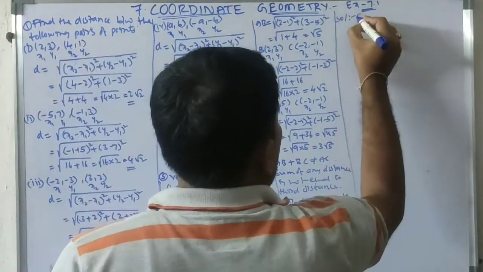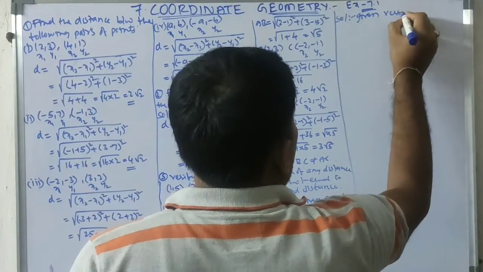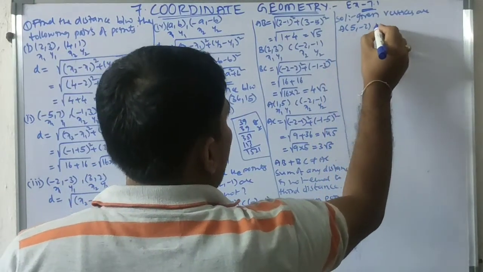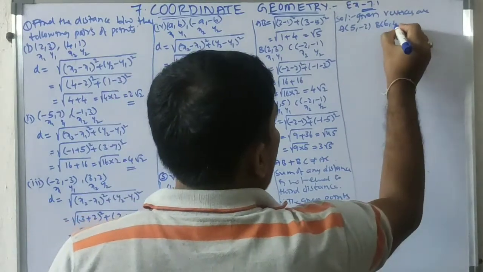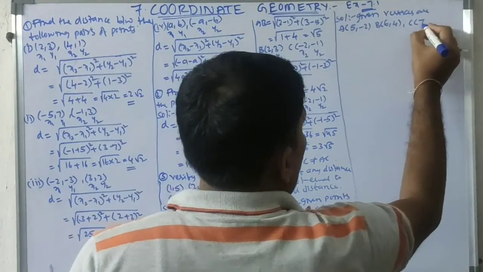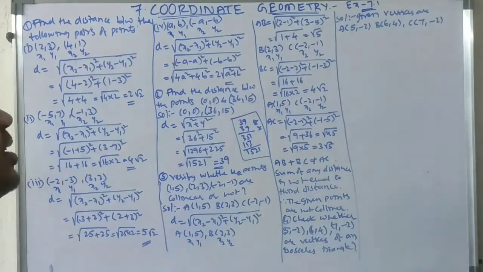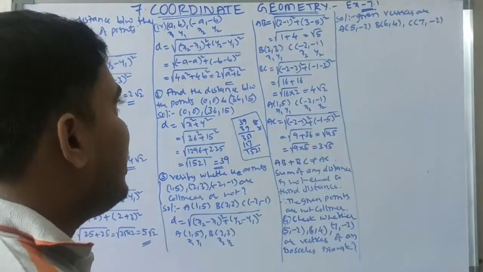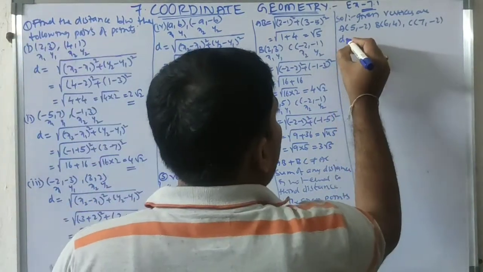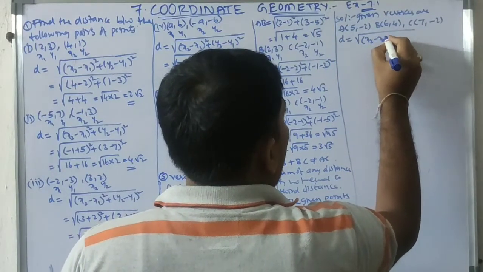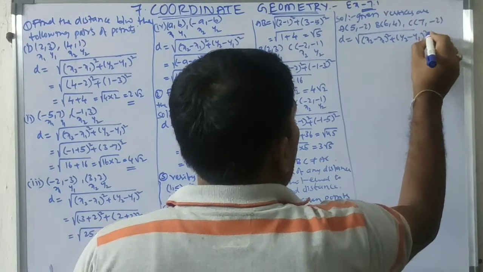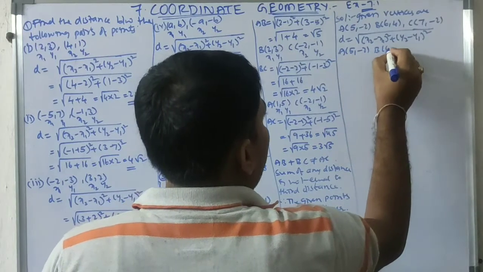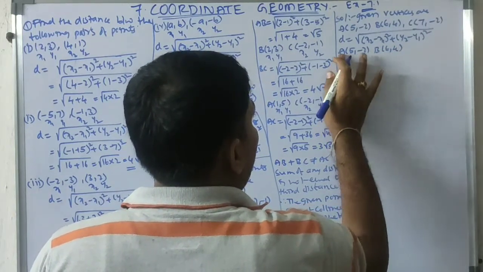Solution. So given vertices are, I am taking the points A (5, -2), B (6, 4), C (7, -2). So these are the three points which are given. So distance formula: distance equal to under root of (x2 minus x1) whole square plus (y2 minus y1) whole square. This is the distance formula. So A (5, -2), B (6, 4).